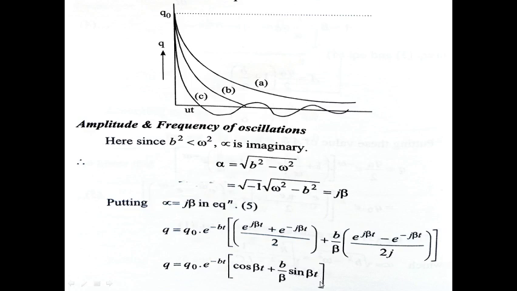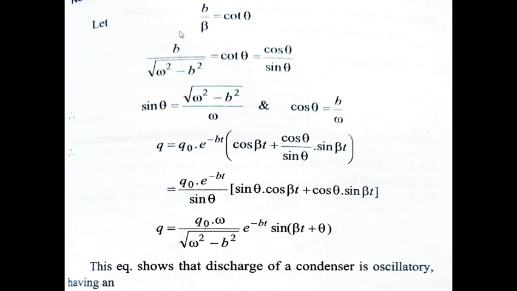Now b by beta is cot theta. So cot theta means adjacent side upon opposite side. So adjacent side is b, opposite side is beta. From this we can find out the hypotenuse, and we can find out the values of sin theta as well as cos theta. So cot theta is b upon under root omega square minus b square, and it is nothing but cos theta upon sin theta. Therefore sin theta is under root omega square minus b square upon omega, and cos theta is equal to b by omega.